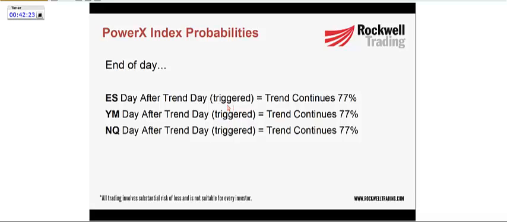The mini Dow, day after a trend day, if triggered, taking out the previous day's high in an uptrend, previous day's low in a downtrend, the trend continues 77% of the time. The NASDAQ NQ, day after a trend day, if triggered, the trend continues 77% of the time. And yeah, Joel, we're looking at daily bars with this.